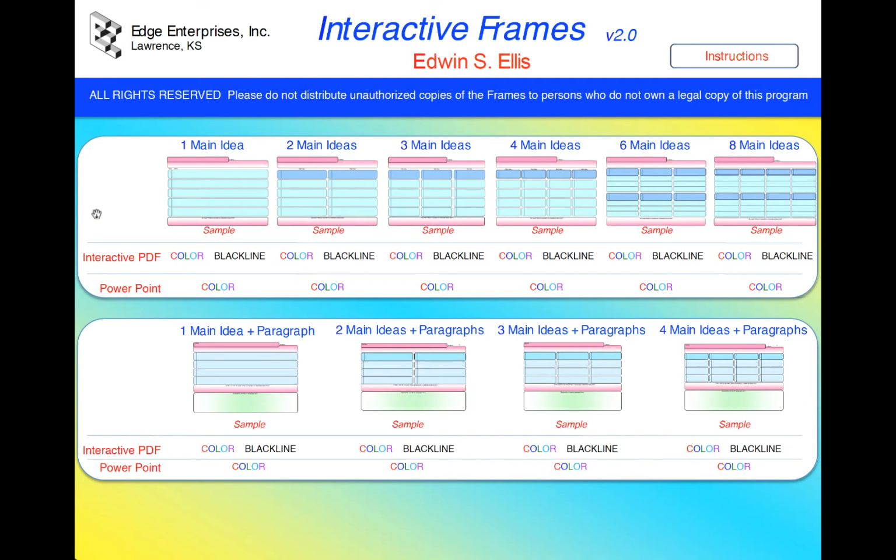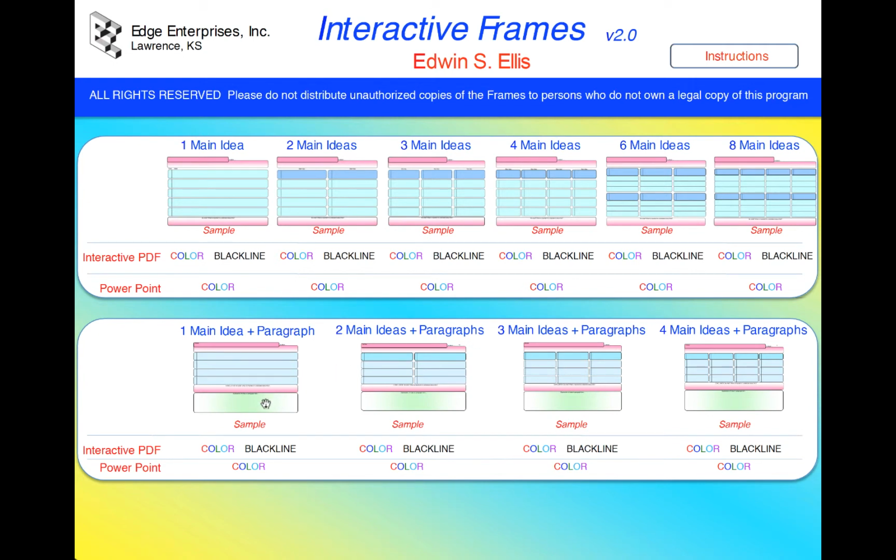So far we've been looking at this first section of the software, which essentially provides a series of main idea frames ranging from 1 main idea up to 8 main ideas. In the section below, we're going to look at more specialized versions of 4 of these frames. In each one of these, we have a section at the top where students take notes, like 1 main idea, 2 main idea, 3 main ideas, etc.